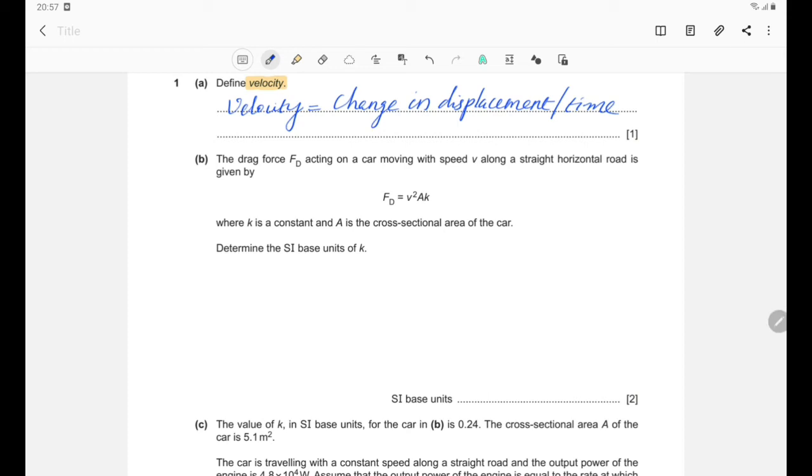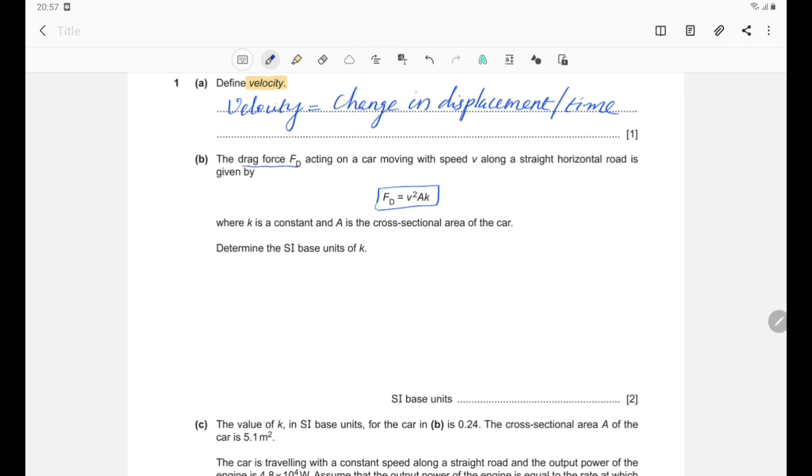Part B. The drag force Fd acting on a car moving with speed v along a straight horizontal road is given by Fd equals v squared A k, where k is a constant and A is the cross-sectional area of the car. Determine the SI base unit of k. So here in this question you have to find out the base unit of constant k.